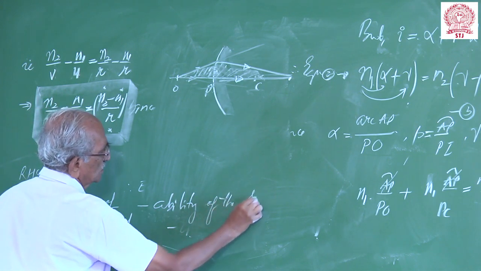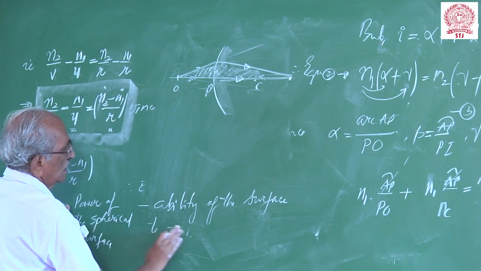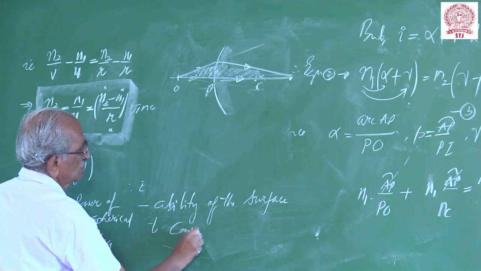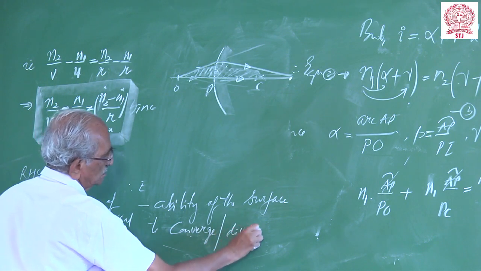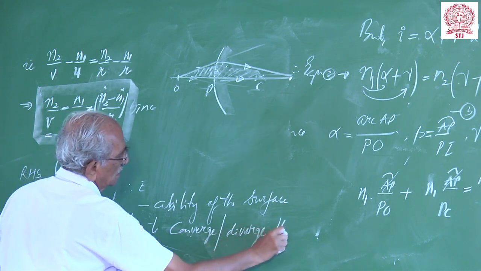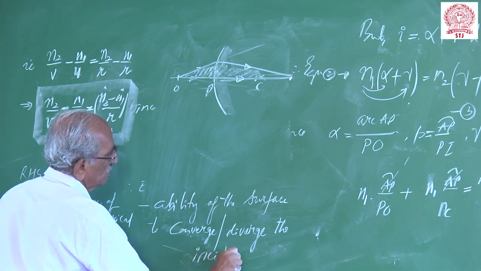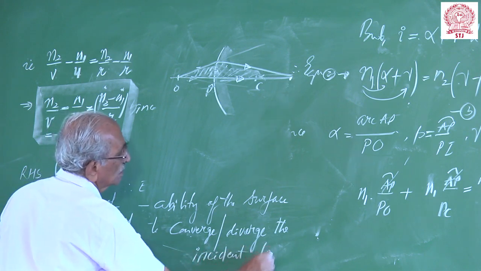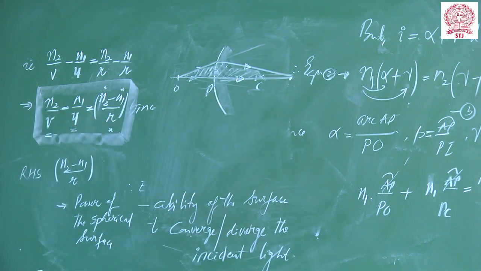to converge or diverge the incident light. Convergence or divergence, so that is an important relation.